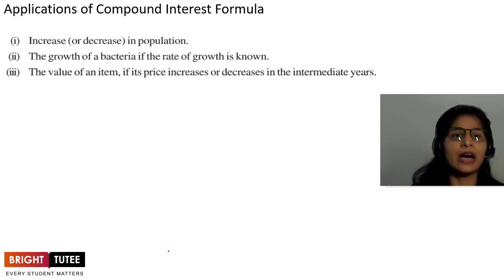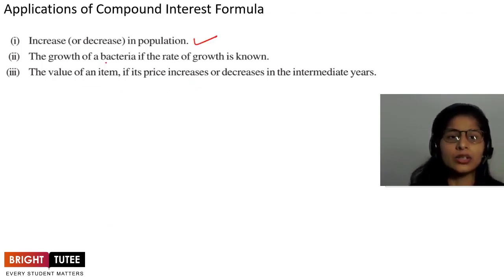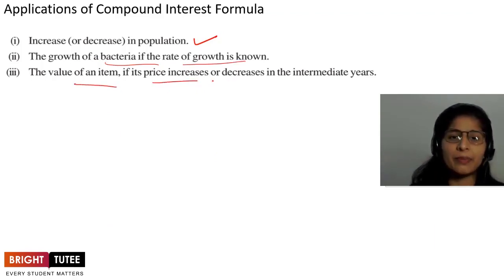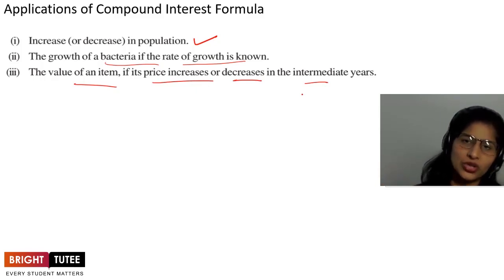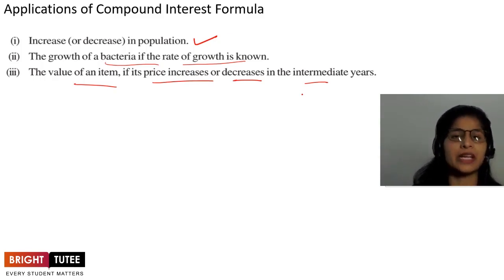Clear? Now here we are going to discuss some applications of compound interest formula where it is used in real life. So here only a few I have written. So there is increase and decrease in population. If we have to calculate, we can find it out. The growth of a bacteria, if the rate of growth is known. The value of an item if the price increases or decreases in the intermediate year. So for some years we have to calculate compounded annually, right? That means after every year it is going to change. We use compound interest in them. Clear?